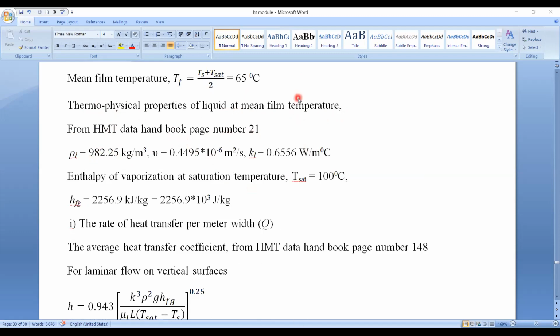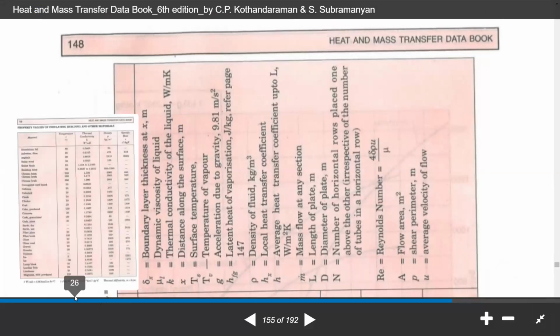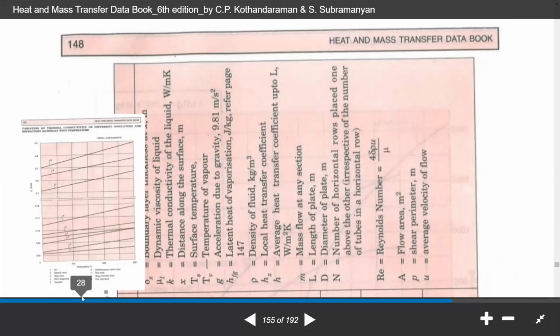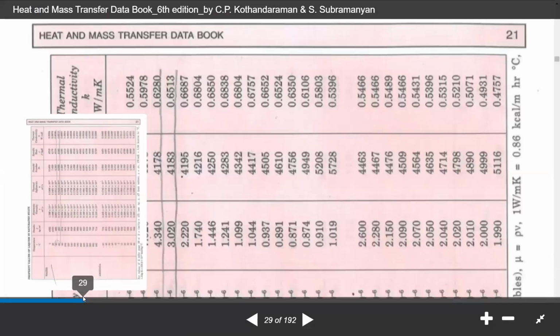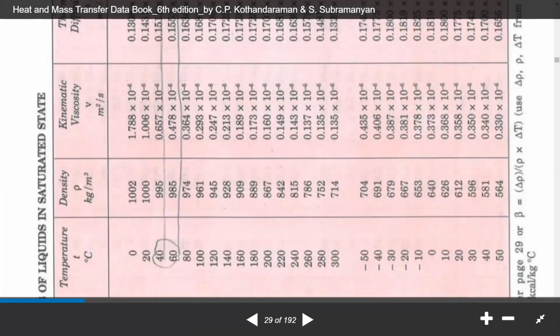So let us refer to the data handbook here, page number 21. You should be very careful while referring to the data handbook. Okay, now this is page number 21 for water. The mean film temperature is 65 degrees centigrade. But here we have the values at 60 degrees centigrade and 80 degrees centigrade.